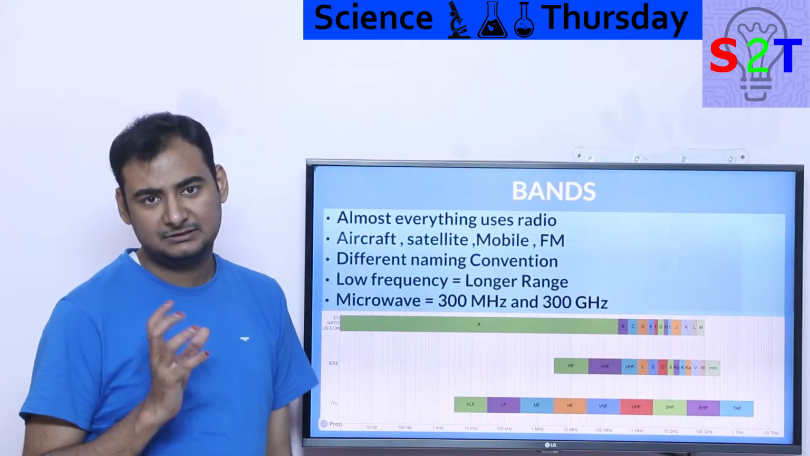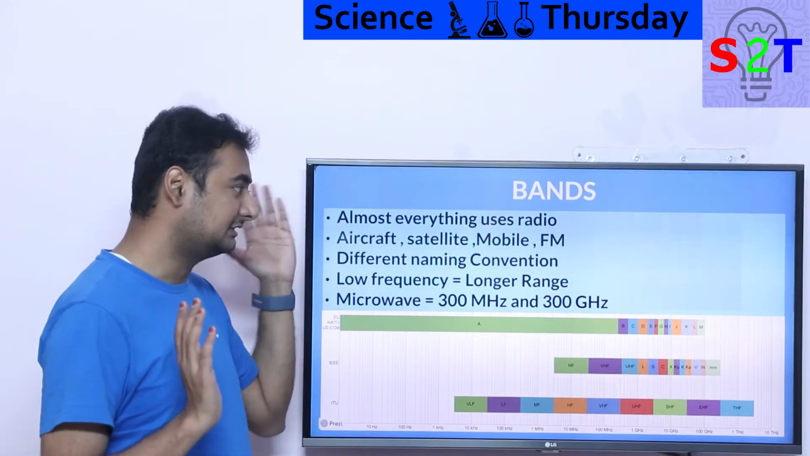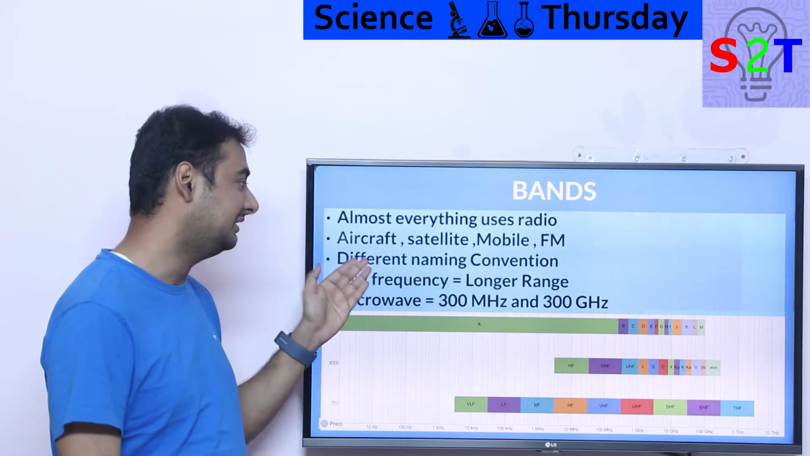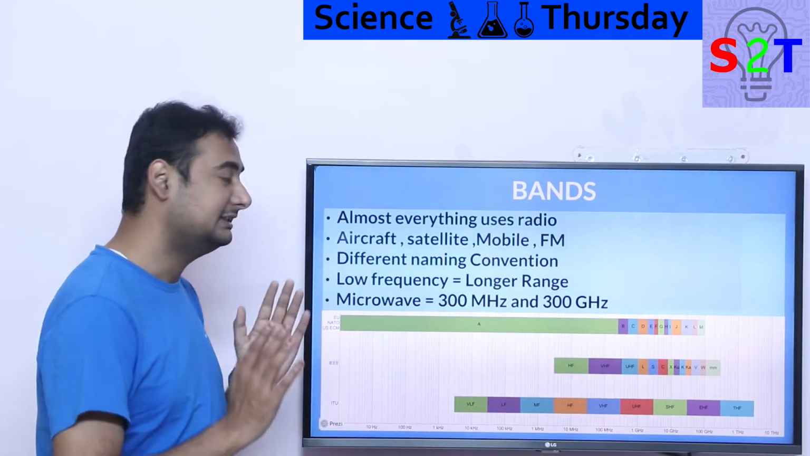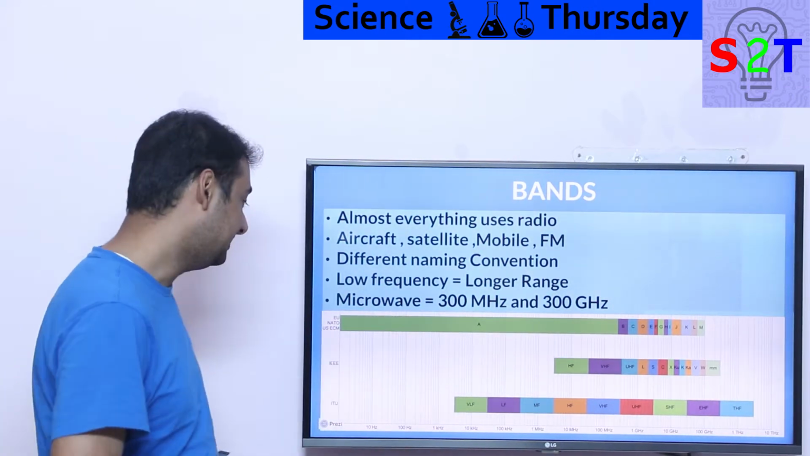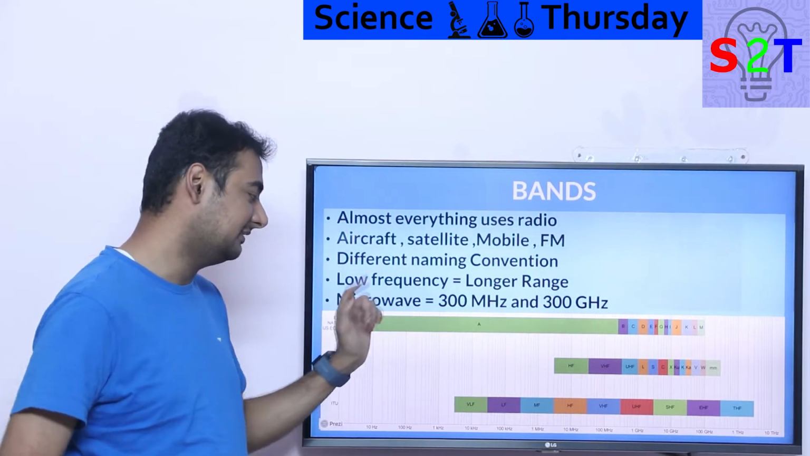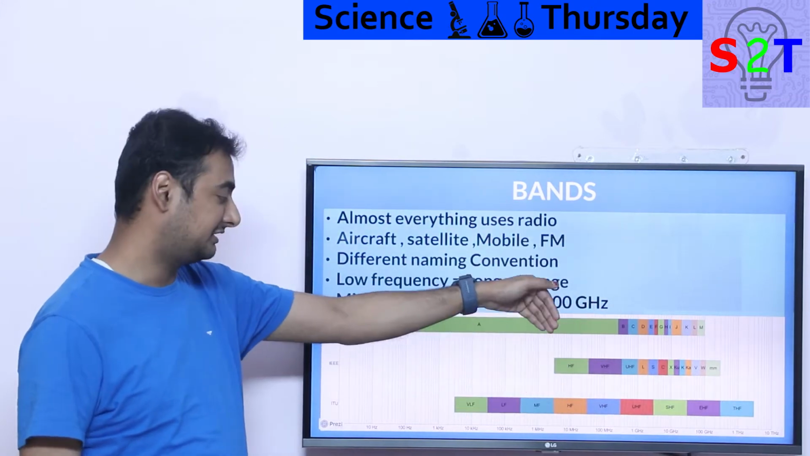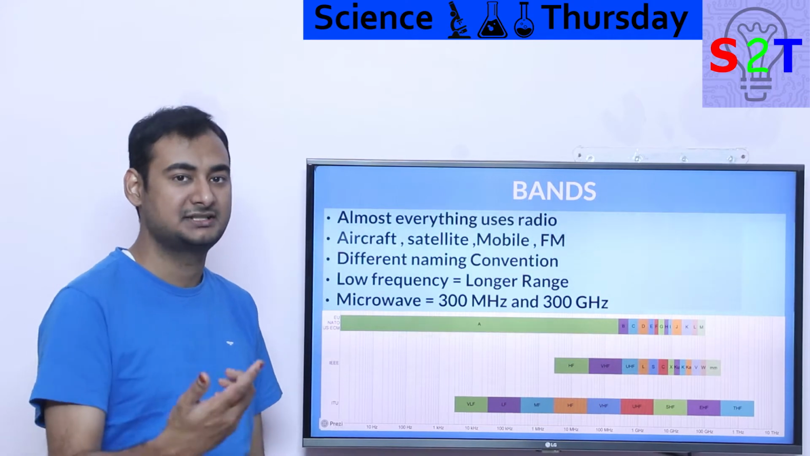Now bands are the primary aspect of it. That's the primary reason these sort of things exist, and the fact that almost everything uses bands. We have aircraft, satellite, mobile phone, FM, everything else also uses these systems. There are different naming conventions, and this is where radio becomes very frustrating to deal with. If you're talking about military speak, most of it would be in A band. Why? Because A band extends up to almost 500 megahertz. Any radio that is working below that, the military will call A band radio.